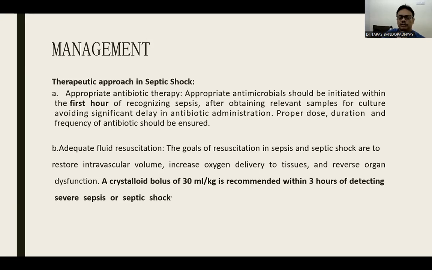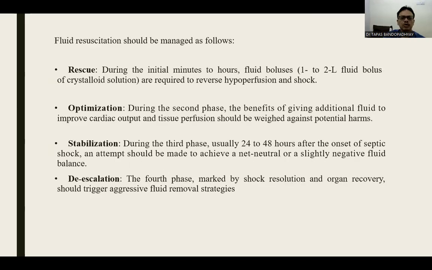Adequate fluid resuscitation must be done. The goals of resuscitation in sepsis and septic shock are to restore intravascular volume, increase oxygen delivery to the tissue, and reverse organ dysfunction. In this regard, one important thing is that a crystalloid bolus of 30 ml per kg is recommended within the first 3 hours of detecting severe sepsis or septic shock. Fluid resuscitation should be managed as per the following protocol.